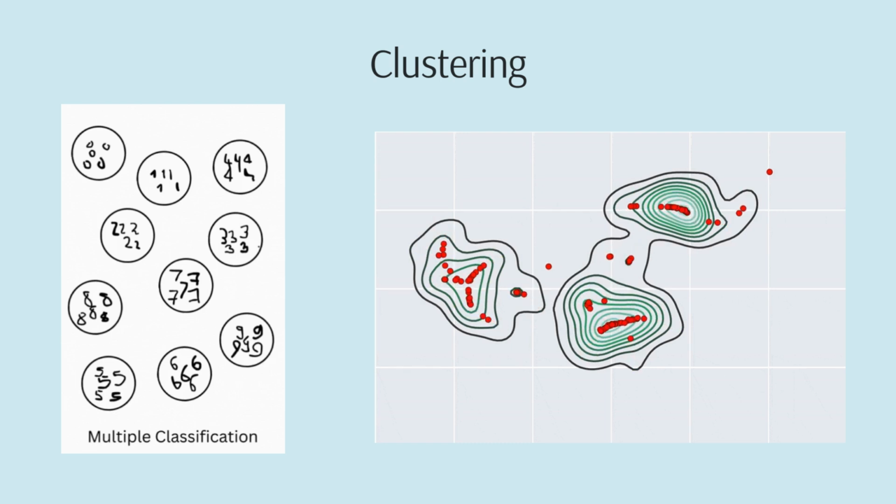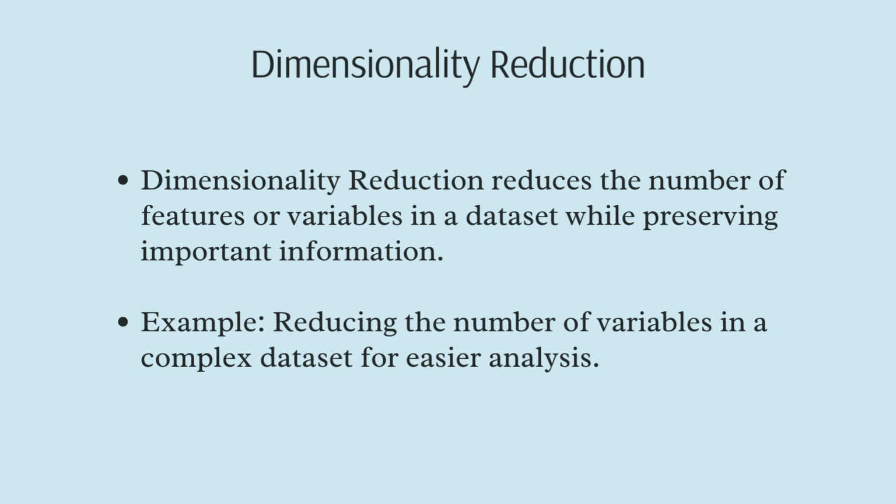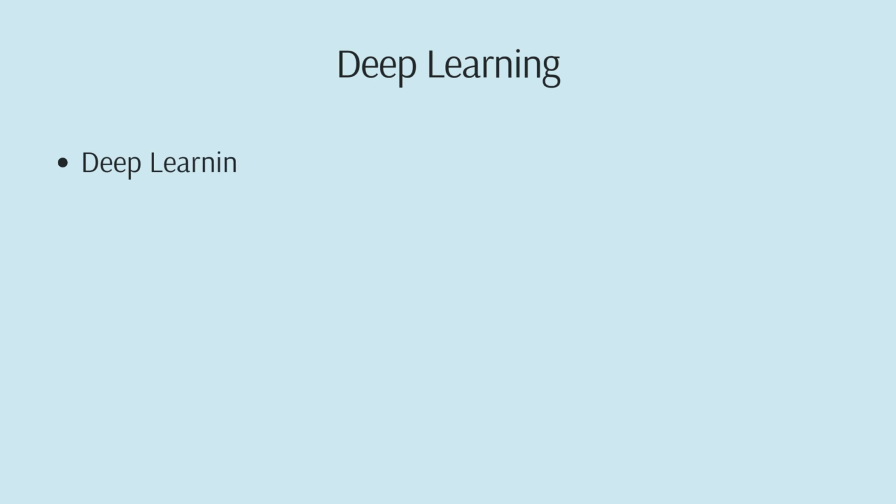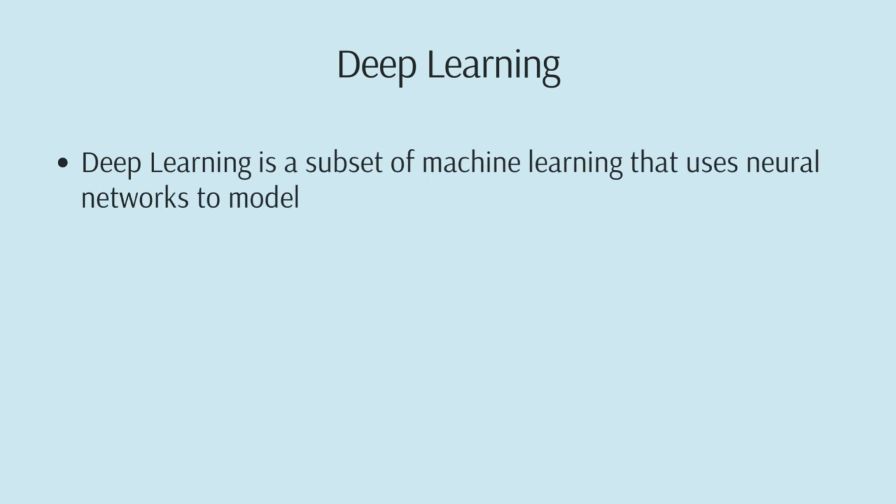Another key technique in unsupervised learning is dimensionality reduction. This is used to reduce the number of input variables in a dataset while retaining the most important information. It's particularly helpful when dealing with high-dimensional data, like images or genomic data. By simplifying the data, we can make analysis faster and more efficient while still retaining the essential information needed for accurate predictions.